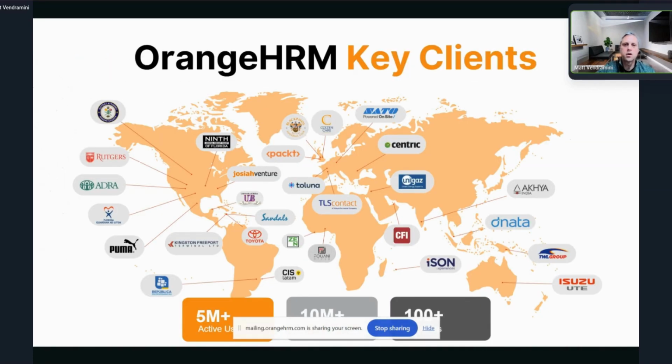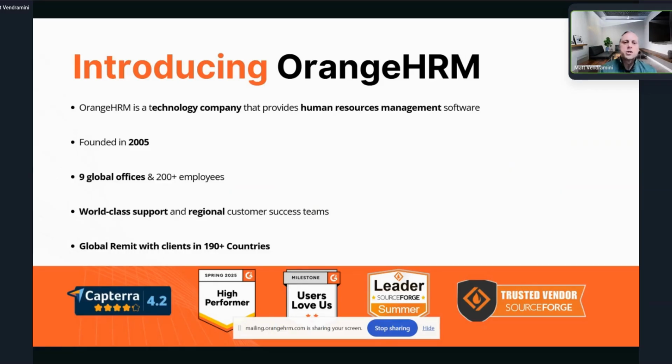Oops, jumping ahead too far. Okay, so quickly, who is OrangeHRM? We are a technology company that offers HRIS solutions for our clients around the world. We've been around since 2005, so a good long time as far as software companies go these days. Since 2005, we've grown to have 9 global offices and over 200 employees worldwide. Personally, I'm in nice and sunny but cool Toronto, Canada here this morning.